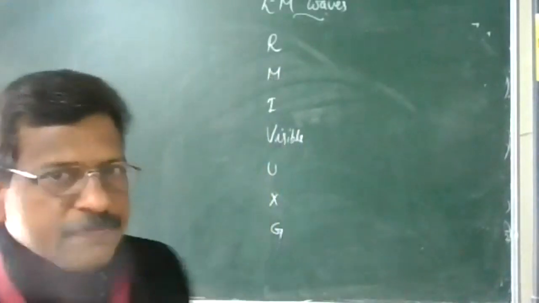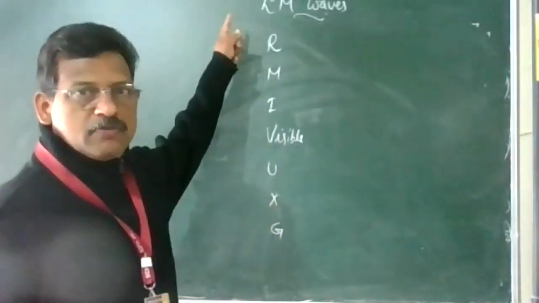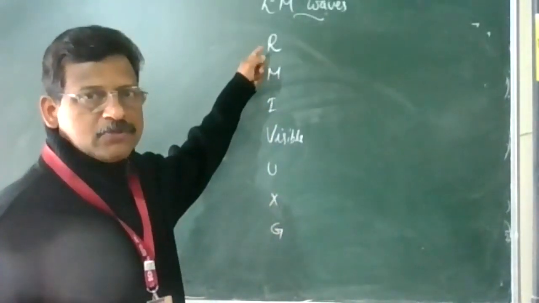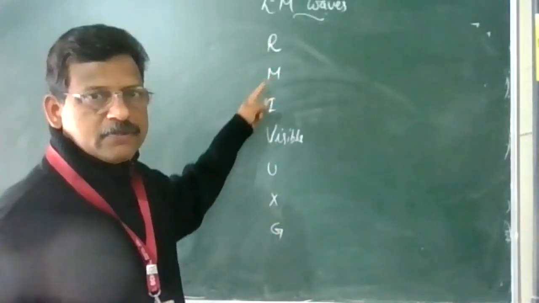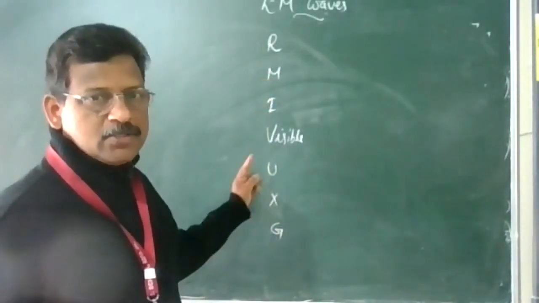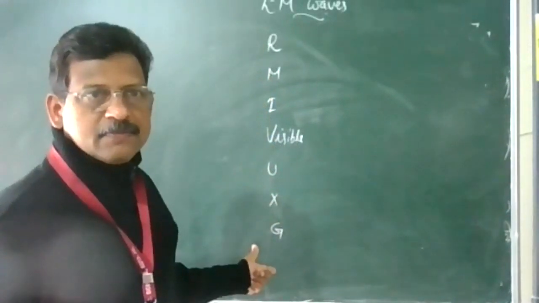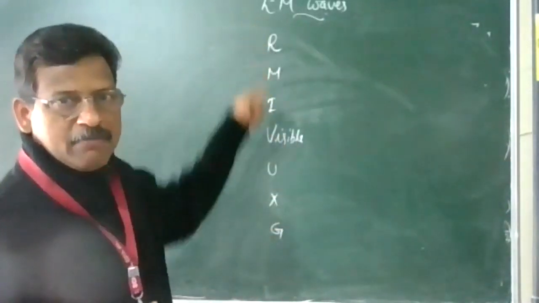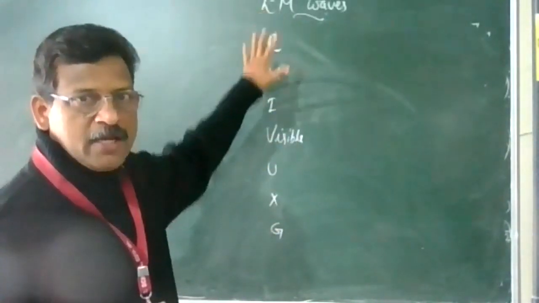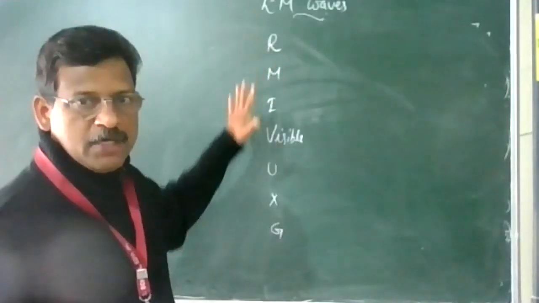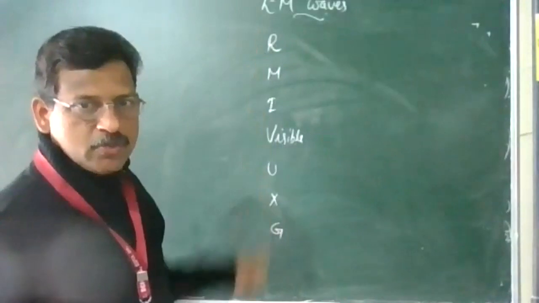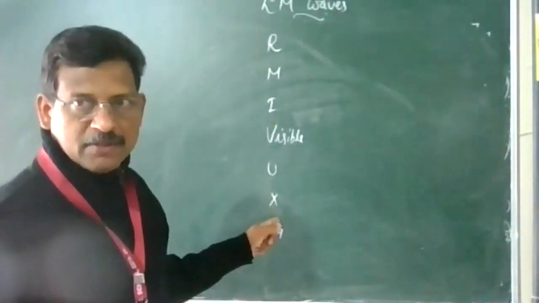Yesterday we have seen the electromagnetic wave spectrum: radio waves, microwaves, infrared rays, visible, ultraviolet, X-rays, gamma rays. These EM waves are arranged in the decreasing order of their wavelength. So when you come from radio waves to gamma rays, it is a decreasing order of wavelength.